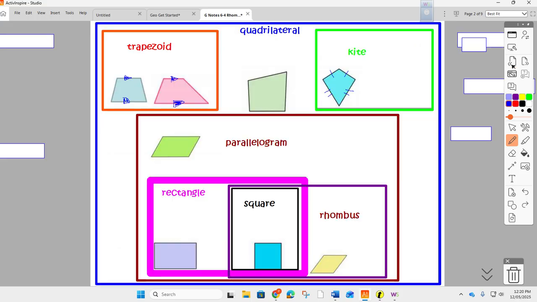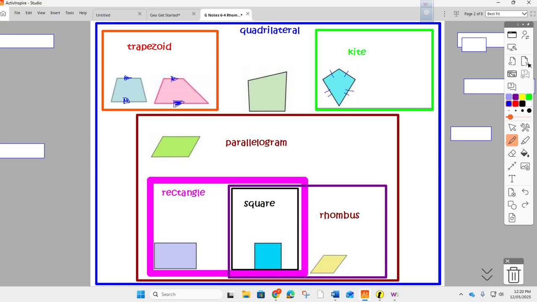All right, let's go back. A kite is a kite and a quadrilateral, right? A trapezoid is a trapezoid and a quadrilateral. This green one, just a quadrilateral. The parallelogram is a parallelogram and a quadrilateral. The rectangle is a rectangle, a parallelogram, and a quadrilateral. Does that make sense? The square is a square, rectangle, rhombus, parallelogram, and a quadrilateral, right?